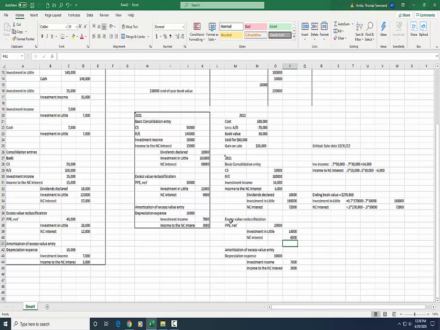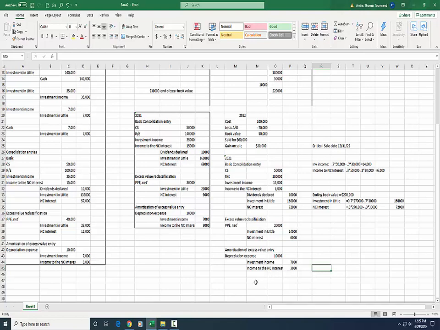Again, this entry deals strictly with the balance sheet: asset, investment, non-controlling interest. This entry deals strictly with the income statement: expense, investment income, income to the non-controlling shareholders. Now we have one more thing we need to do, and that is we've got this unrealized gain.